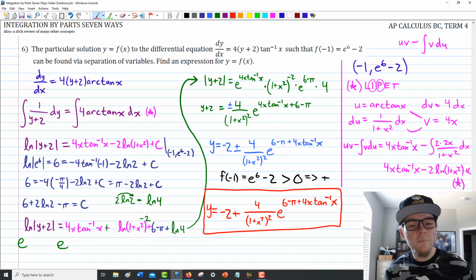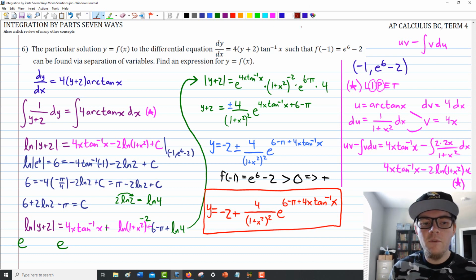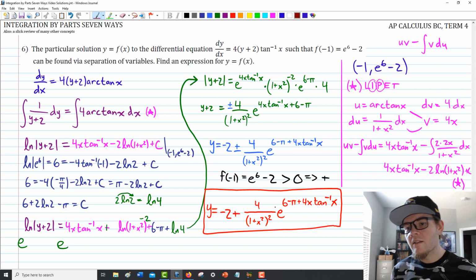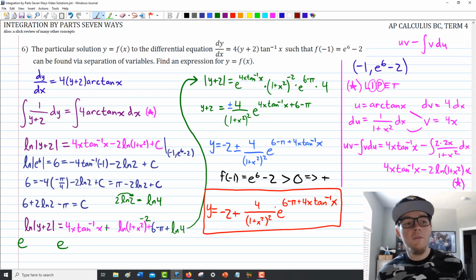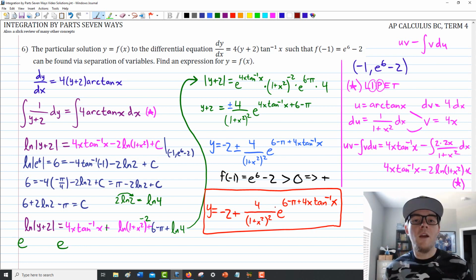We've solved our differential equation. It doesn't look so pretty, but if you're looking at this going, there's no way that's right, you could plug in negative 1. If you do, you'll get 4 times negative 1, so negative 4 times negative pi over 4, which is minus pi. Right, so minus times minus is positive, so that's plus pi. This will become e to the 6th. You'll have 4 over 1 plus 1 squared, which is 2 squared, or 1. You'll have negative 2 plus e to the 6th. That's exactly what we were looking for. We have accomplished what we were trying for.